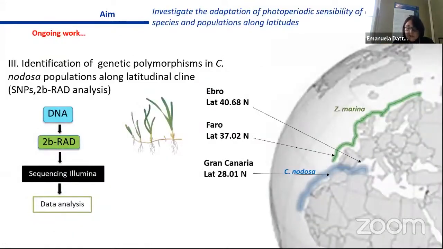The third objective was to identify the genetic polymorphisms that could be related with the latitudinal climate. We performed this analysis only in Cymodocea, and for this analysis, we collected samples in Gran Canaria, in the Mediterranean Sea, and in Faro, which is also the northern limit of the distribution of this species. The DNA was extracted in Naples, but the 2b-RAD analysis was performed in Gothenburg, and we are analyzing the data there.